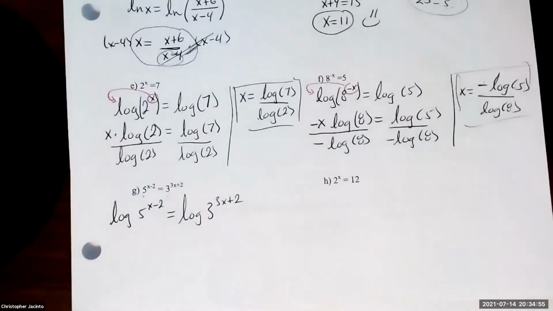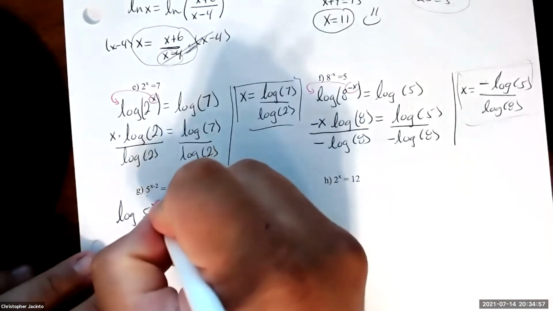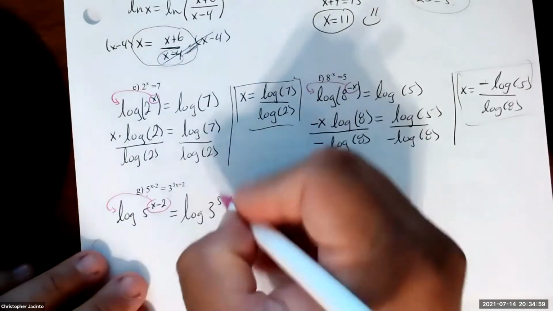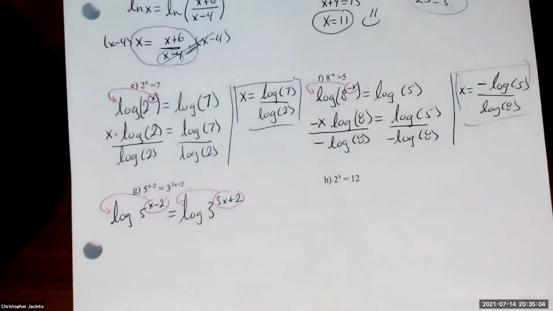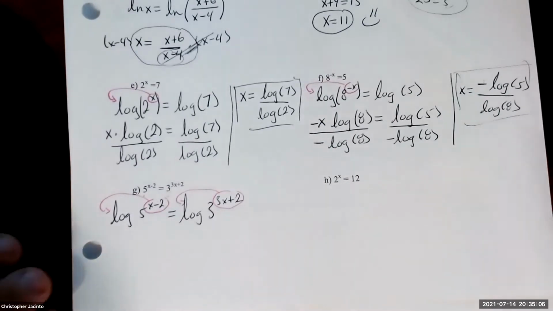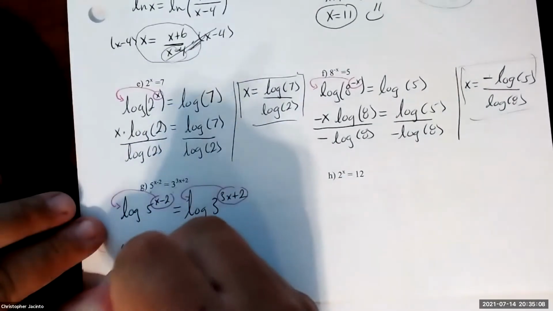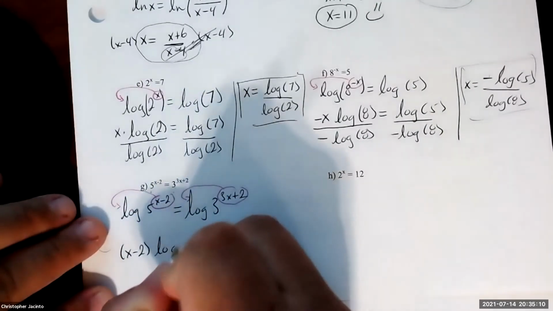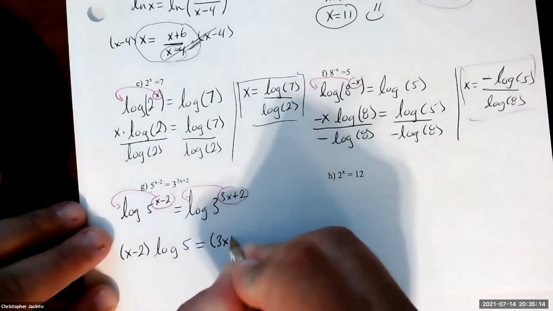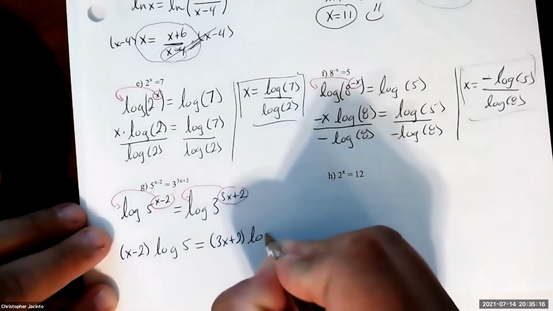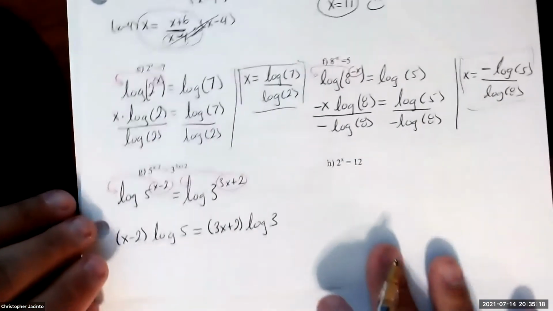Now notice here, again, yes, we're going to do the power rule, but we also have the power rule here. So now it's to both sides, not just to one single side. So this is going to be x minus 2 times log 5, and then 3x plus 2 times log of 3.